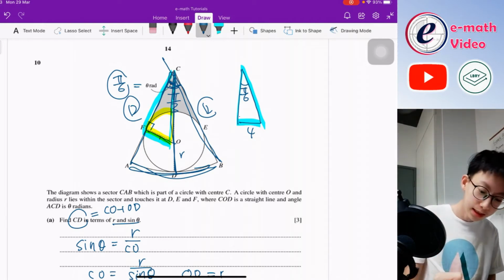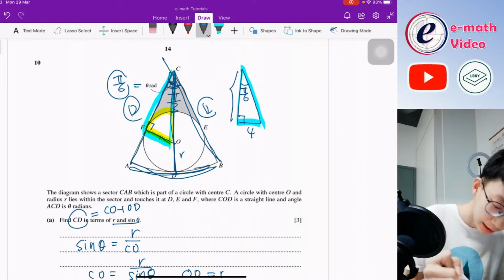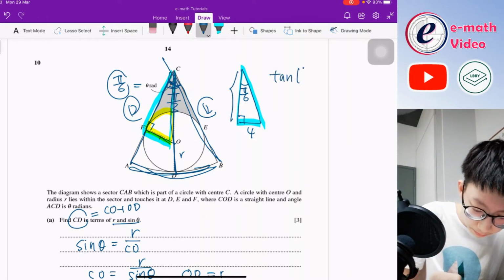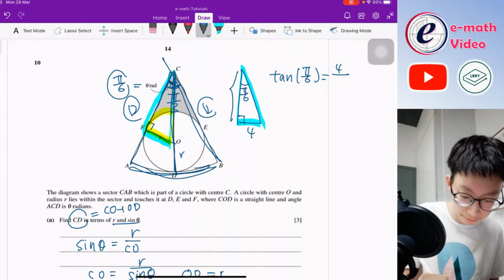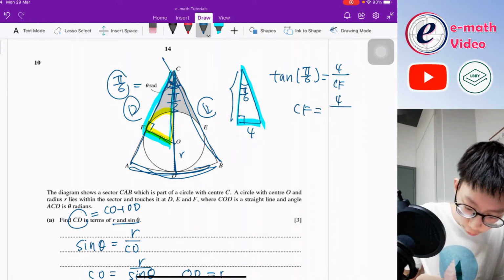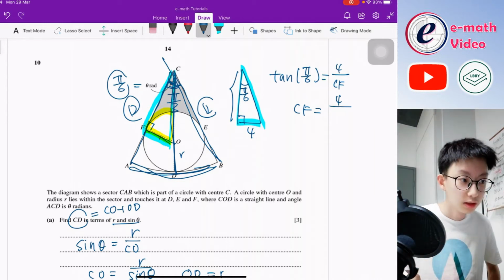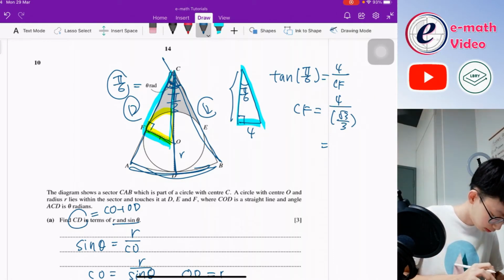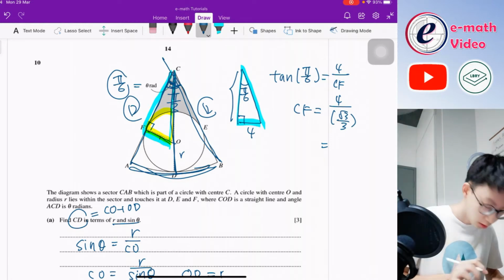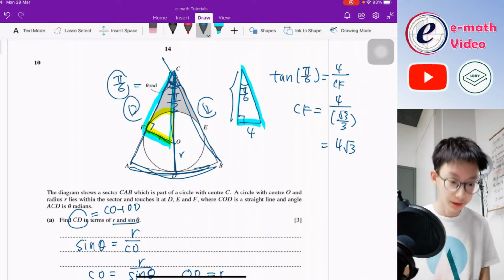So, and it is a right triangle. The area is half times base times height. Just have to find the height, which is actually, okay, tangent pi over 6 is 4 over whatever this is, CF, right? So CF equals 4 over tangent pi over 6. Tangent pi over 6 is root 3 over 3. So it's actually 4 times root 3. Yep. Already got our root 3.